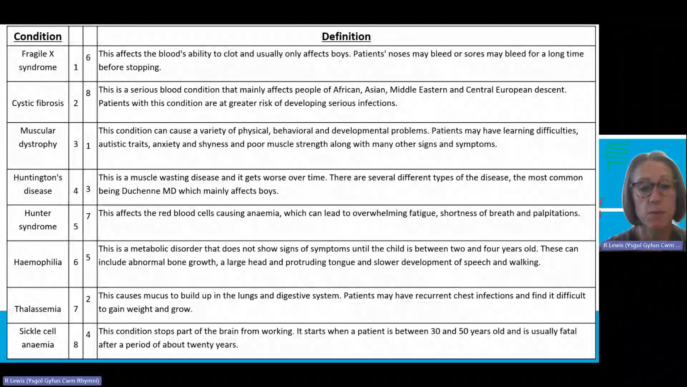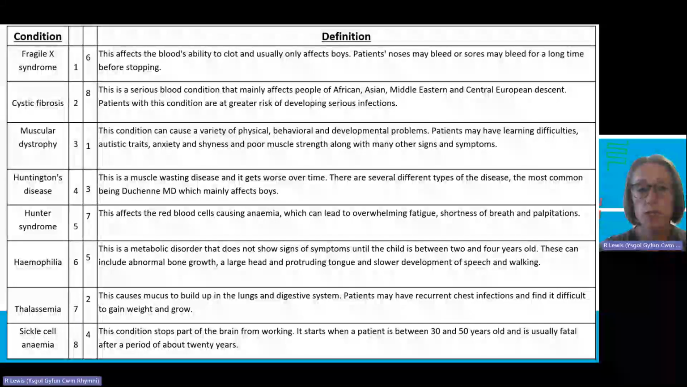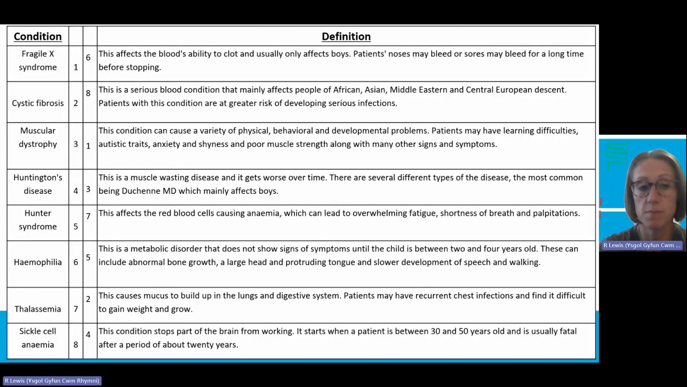Thalassemia then is the 7th one, and this affects the red blood cells and causes anemia, which can lead to being very tired, shortness of breath and palpitations. And this is because then a crisis happens within the blood network, and blood is not distributed effectively throughout the body.